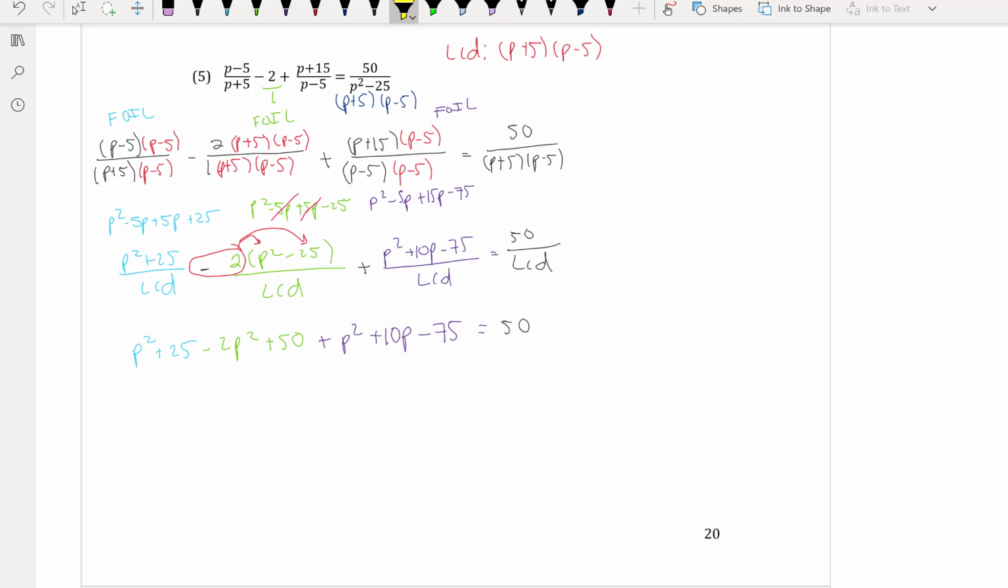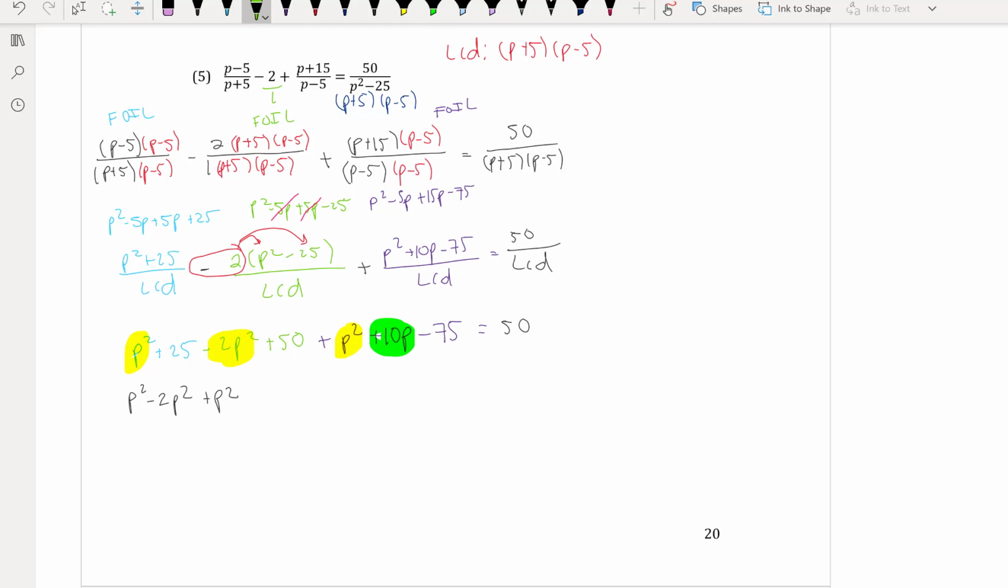So here I actually have a highlighter, so I can actually make this a little bit easier for myself. So I have p squared minus 2p squared plus p squared. I'm just going to rewrite it. So p squared minus 2p squared plus p squared. The next thing I'm going to have are my p's. So it looks like I just have that 10p.